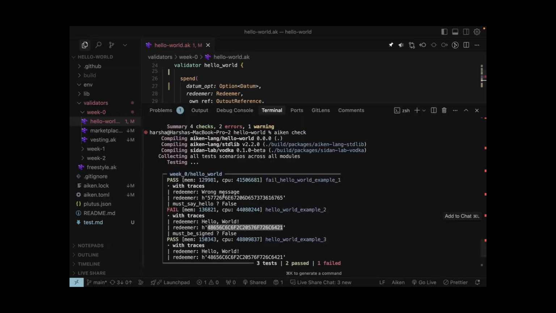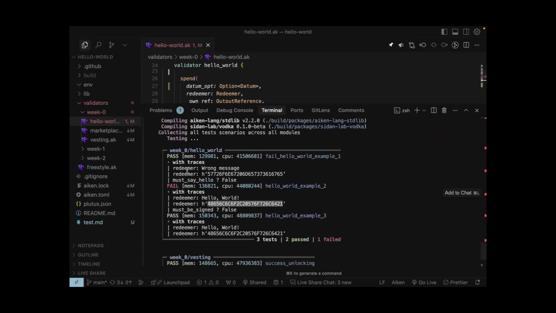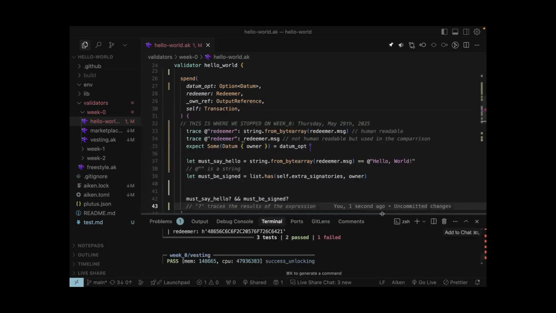So see how it says must say hello equals false on that first one? First one, must say hello. Oh, yeah, yeah, yeah. But isn't this the test? I think this is the test. This is not being logged.